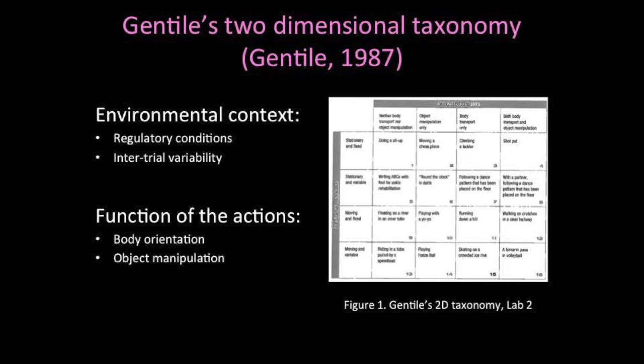The intertrial variability refers to regulatory conditions that are the same or different from one performance of the skill to another, for example, different defender's height or pressure of the situation, and also fatigue. The other dimension is the function of the actions, and for netball shooting, it is to have a stable body and to manipulate the object.